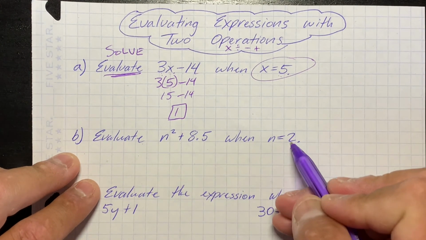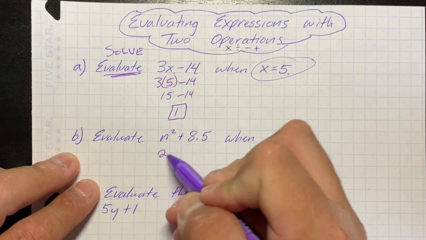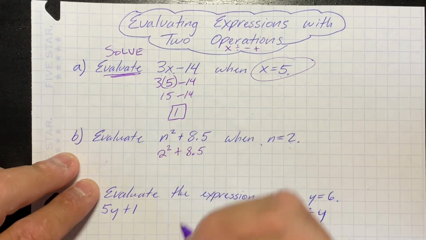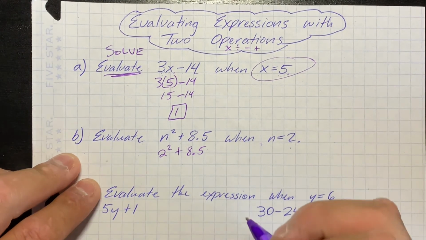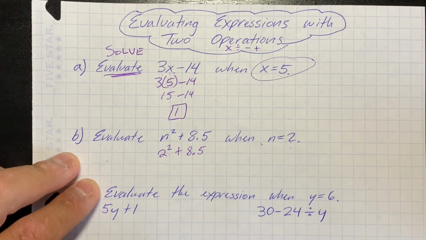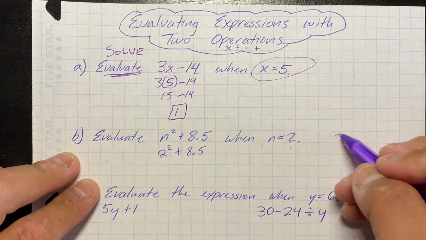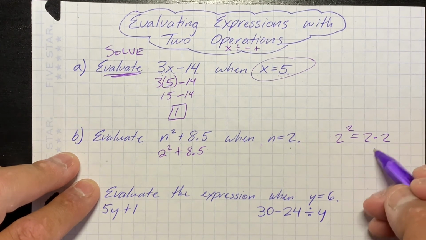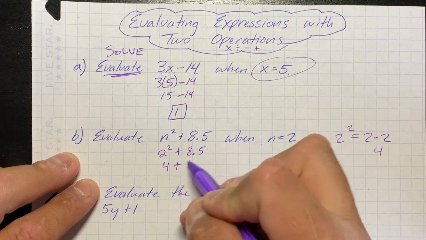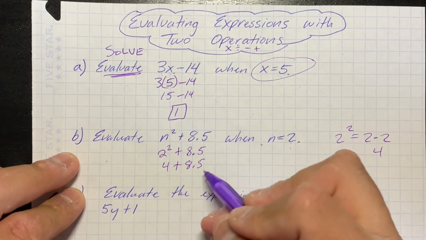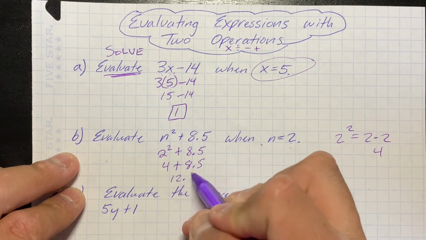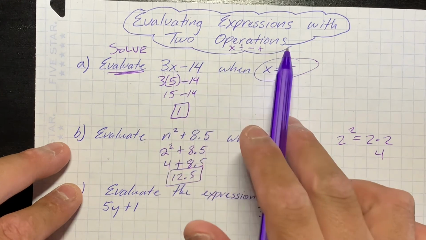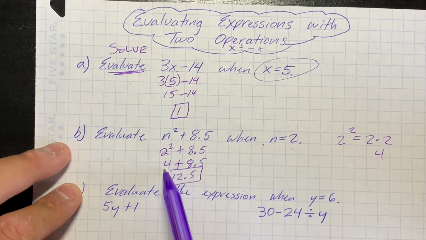So if you substitute 2 for n, this is going to be 2 squared plus 8 and 5/10. Now 2 squared is not 2 times 2. Well, in this case it is. But 2 squared really means multiply the base number to itself twice. 2 times 2 is 4. So this will be 4 plus 8 and 5/10. Now 8 and 5/10 plus 4 is going to be 12 and 5/10. There you go. Again, we evaluated expressions with two operations. So for this one, we again multiplied and added.